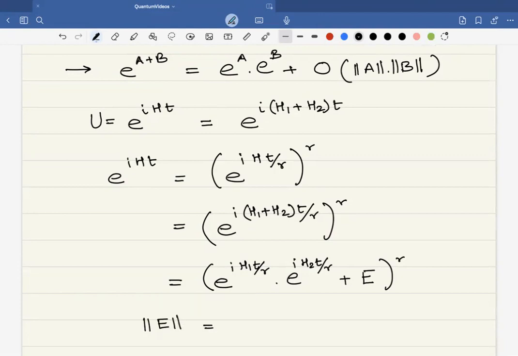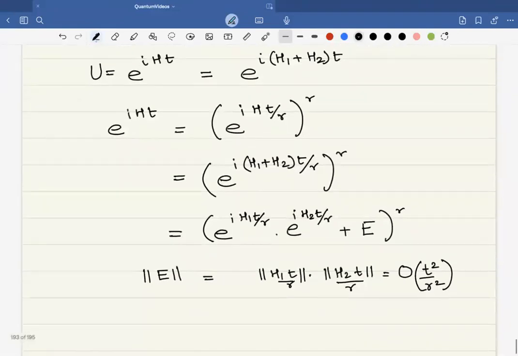And the error term in this case is equal to the norm of H1 t over r times the norm of H2 t over r. So in fact, the error term is of order t squared over r squared. Now, if you look at this, there are two evolutions over here, and they have to be done r times, right?